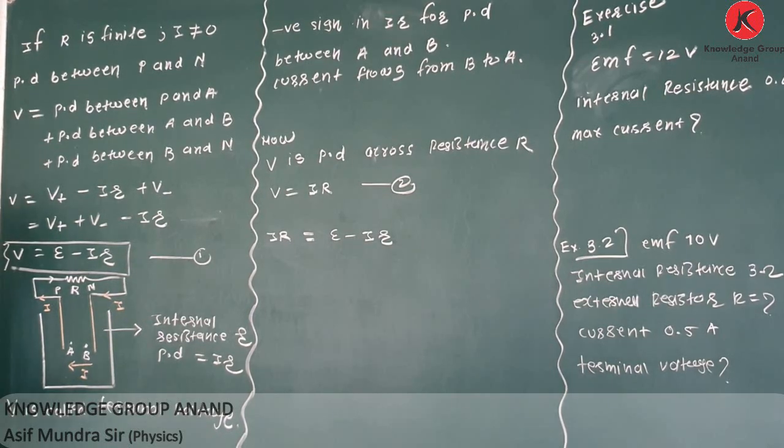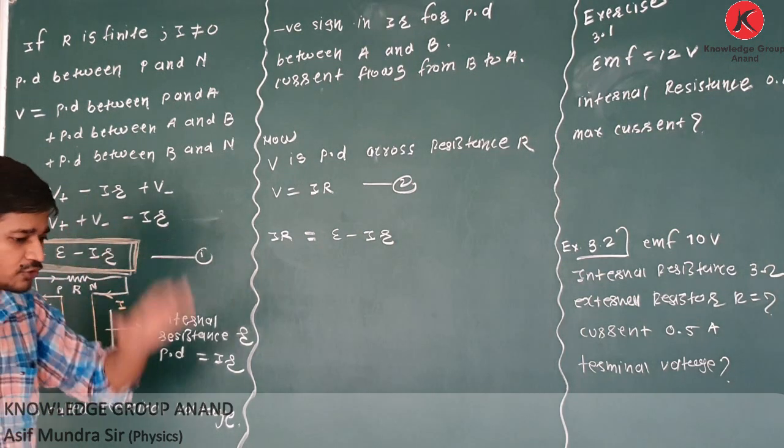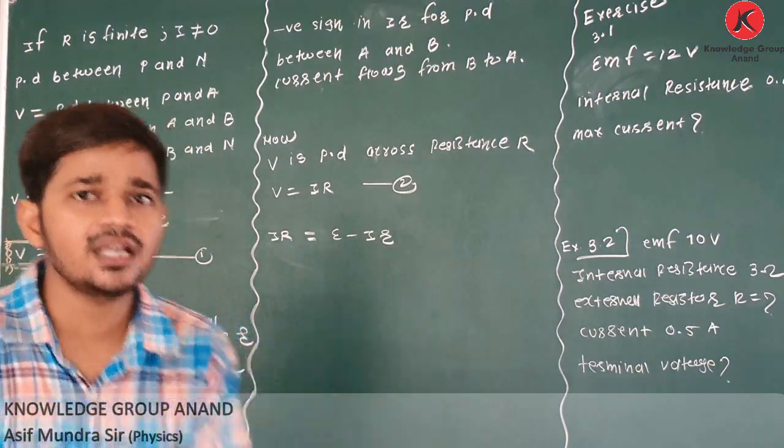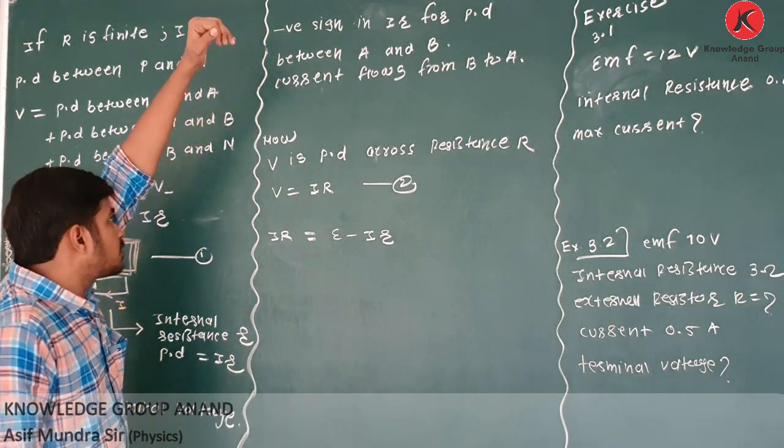If the current flowing from the circuit is 0, meaning open circuit condition, then you put I equal to 0, and V is equal to E. So you have to remember this equation. The terminal voltage becomes equal to the EMF when the current flowing from the circuit is 0, in open circuit condition.